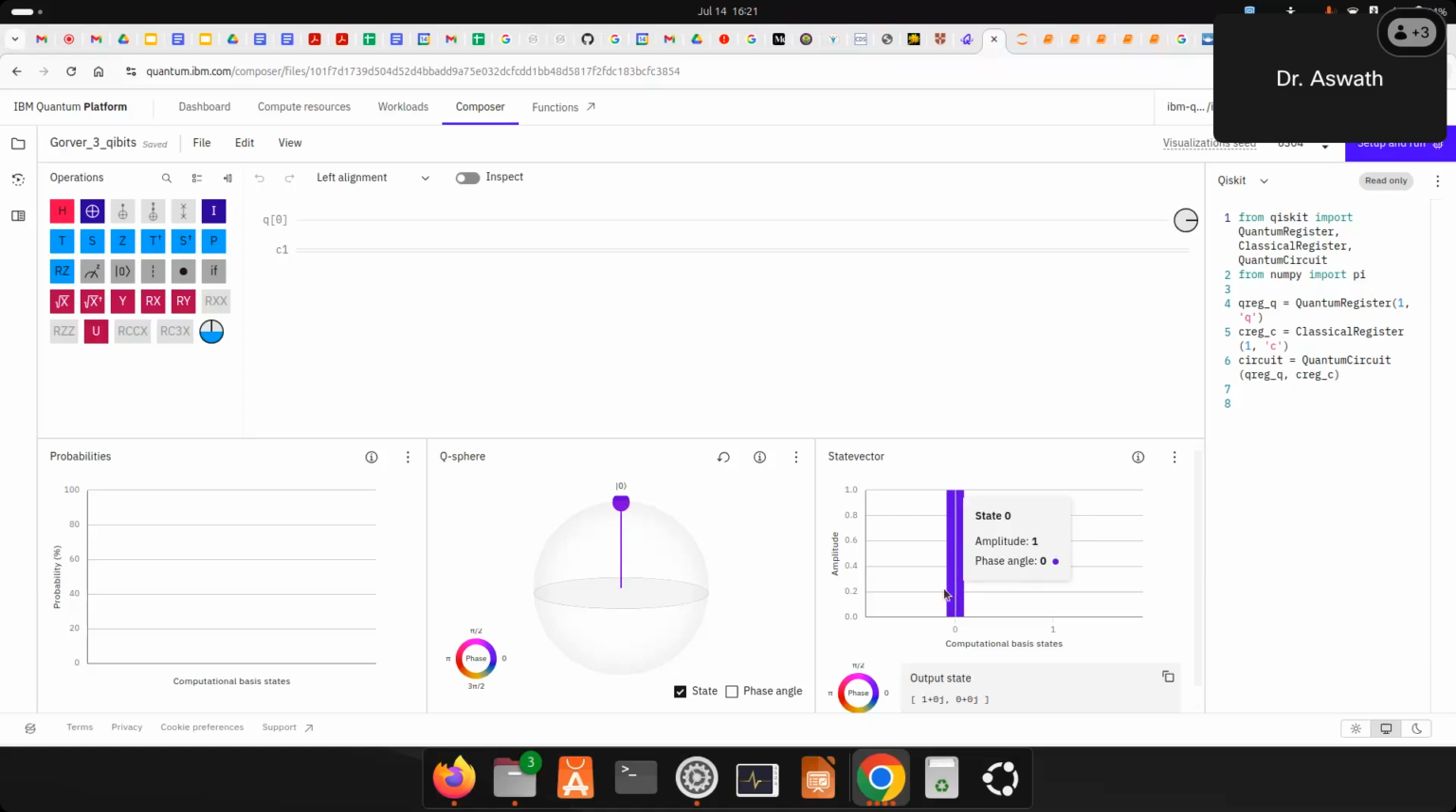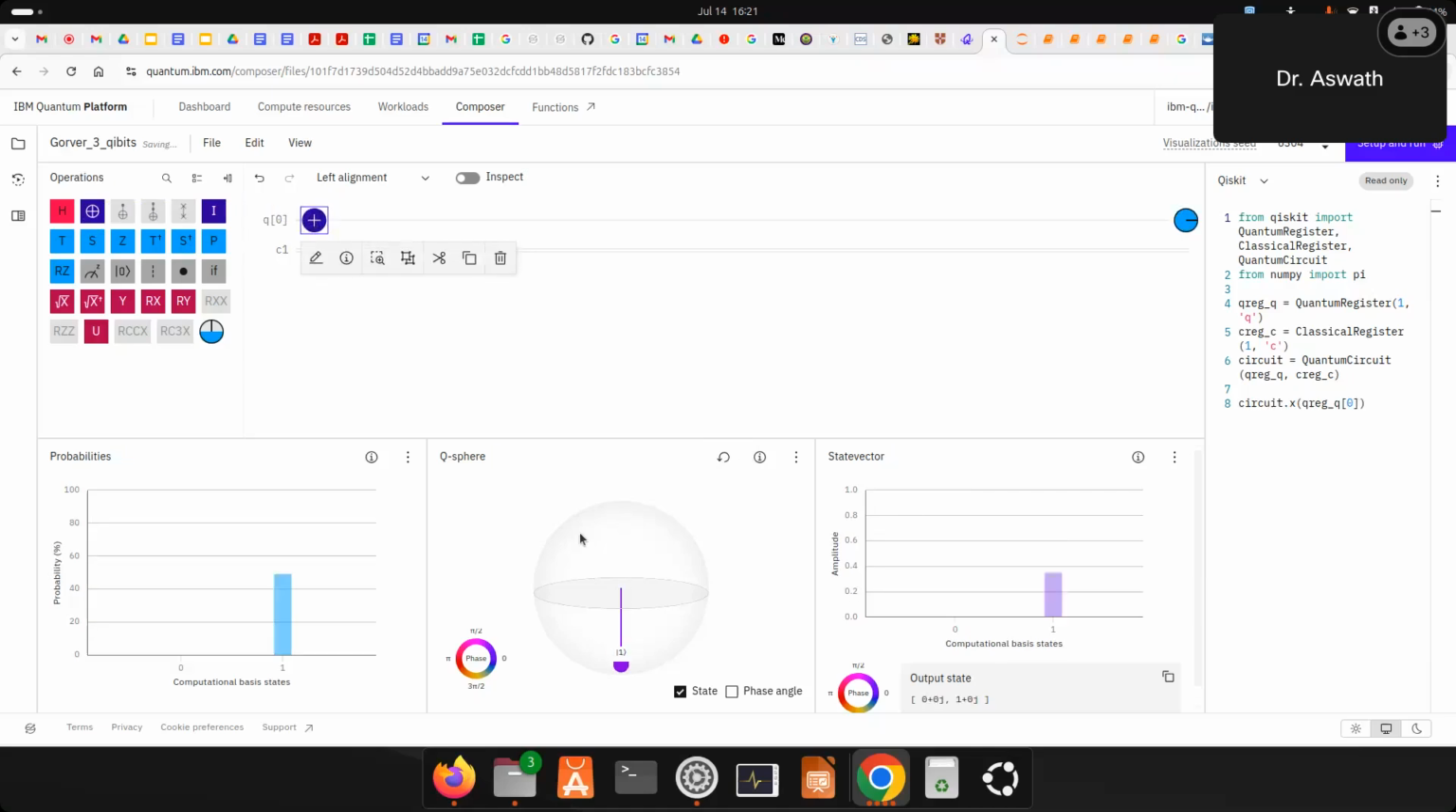I want to act an X gate. The X gate is nothing but the addition modulo gate on a single bit, so the addition modulo symbol is there. You just hold it, drag and drop. Now you see 0 has become 1. It is shown in the probability amplitude and even in the probability case. On the Q-sphere, you see 0, which was pointing in the north, becoming the south. Beautiful. That is the X gate operation we saw.